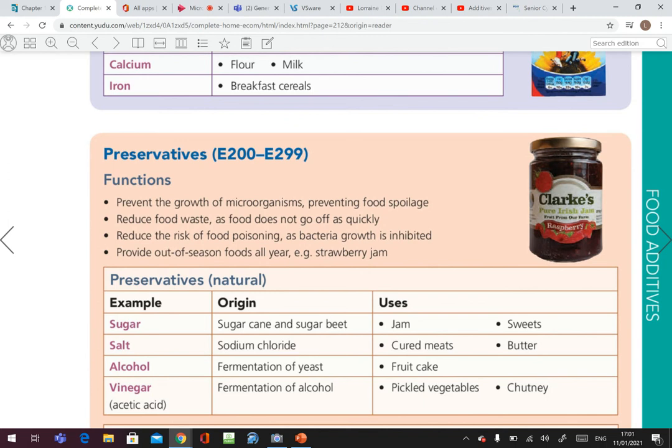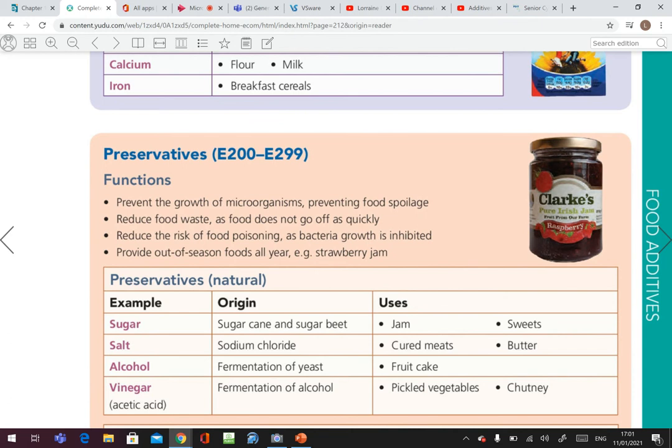And it provides out-of-season foods all year round. So strawberries should only be available to us in the late summer, early autumn. Whereas by preserving them with sugar, salt, alcohol, or vinegar, you're making these foods available all year round. And that's something we don't think about with jam. Hang on now, that's strawberries in a different form. So that's very important.